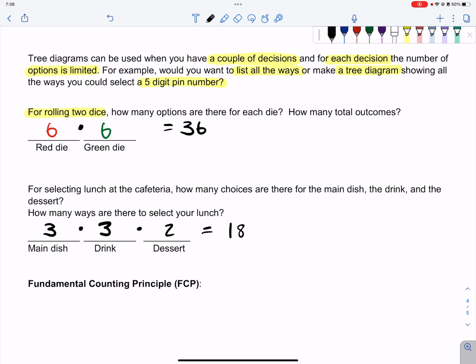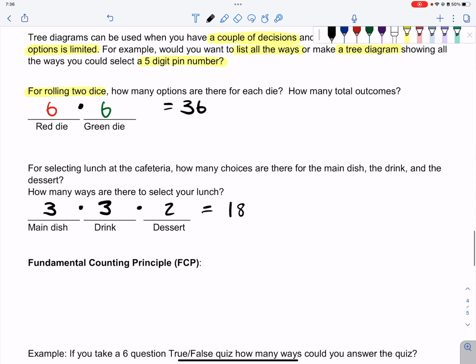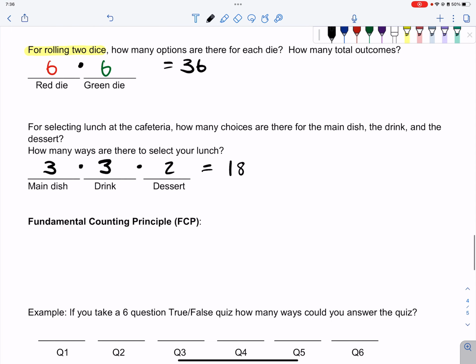So let's take a look at the pattern that we have here. This is essentially our fundamental counting principle that says the number of outcomes for each individual stage can simply be multiplied together to get the total number of outcomes for the experiment.